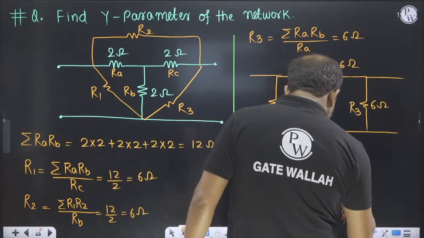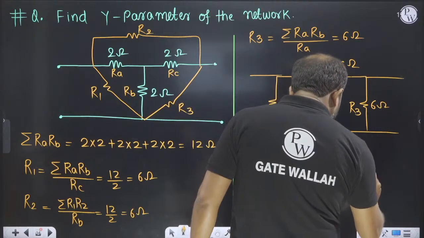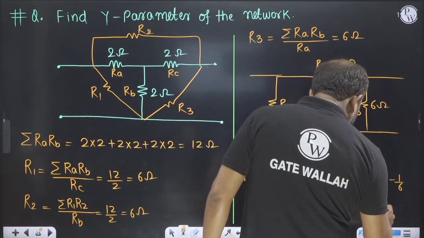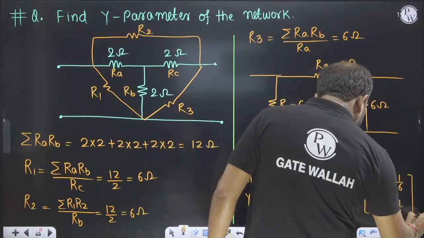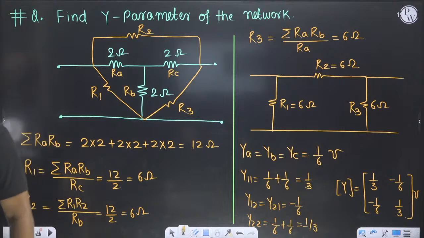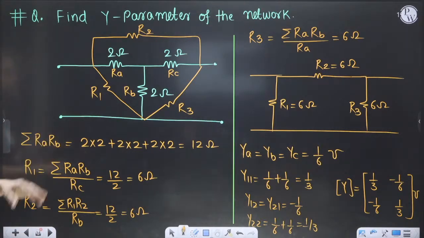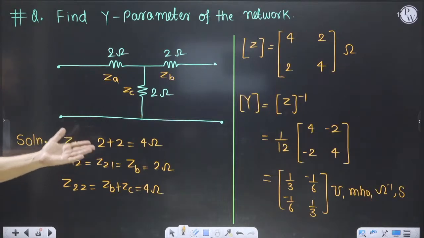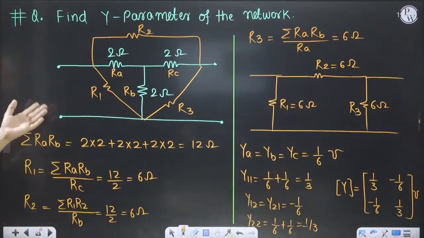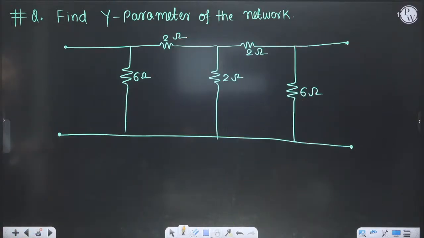Next we have the Y parameter, which is equal to 1/3, minus 1/6, minus 1/6, and 1/3. So this is our Y parameter. Okay. You can first calculate the Z parameter, then the Y parameter, or you can go through the delta network, then the Y parameter. In this case they are asking for the Y parameter.